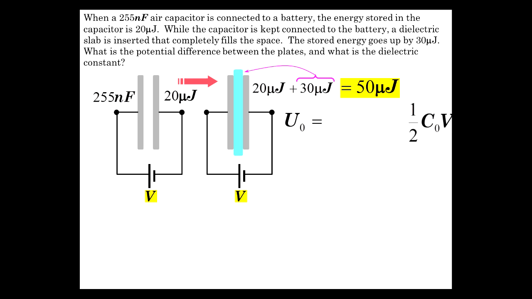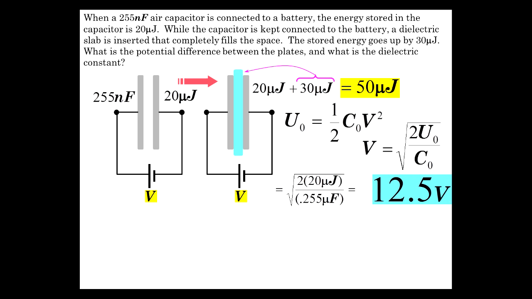Knowing that the energy is given by 1/2 CV squared, which is 20 microjoules, V is the square root of 2U over C. And so plugging in the numbers gives us 12.5 volts. Very straightforward. Now, what's the dielectric constant K?